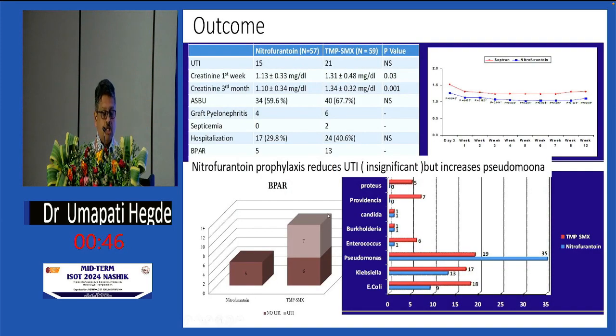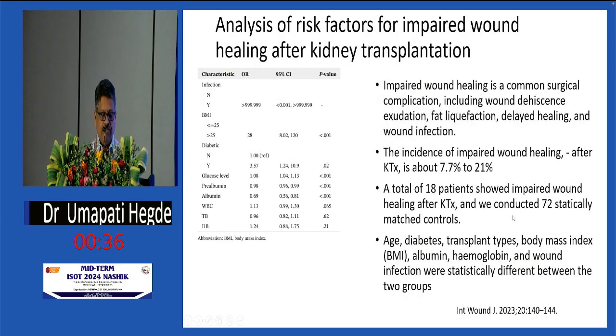So all this, the creatinine was much lower, and the number of rejections were less, but you see that the pseudomonas was increasing, colonization was seen when you use nitrofurantoin. So even though we have fewer infections, it was not statistically significant.